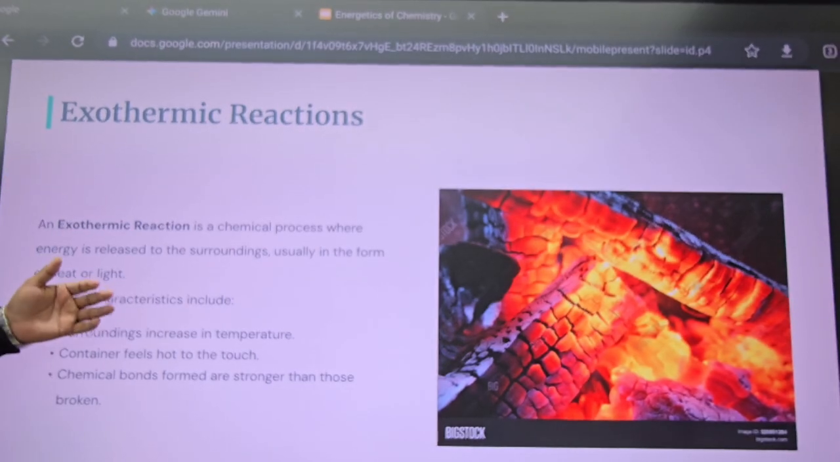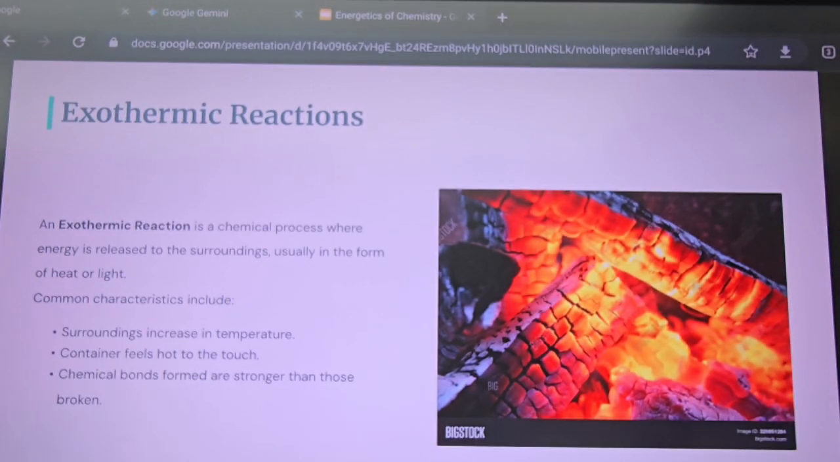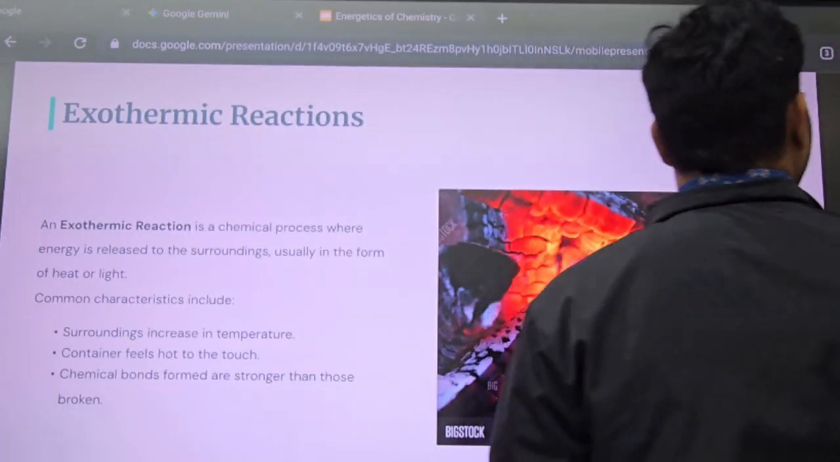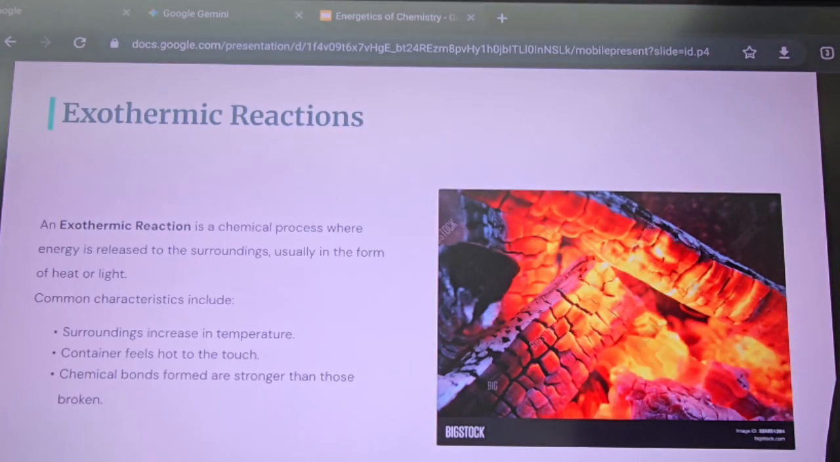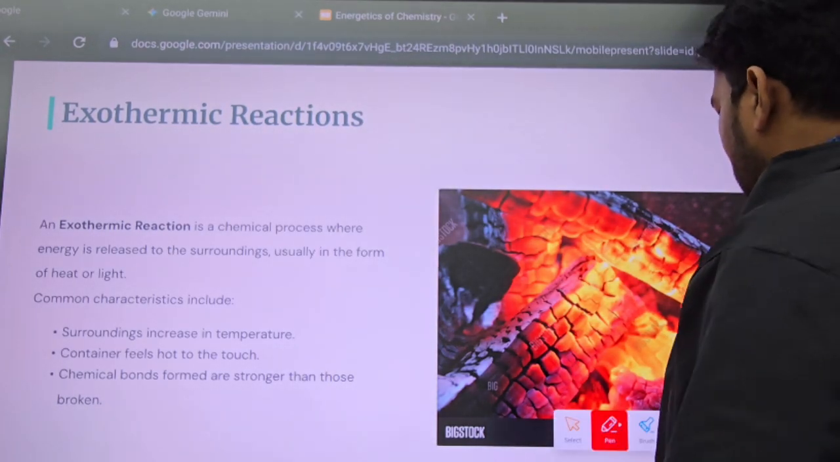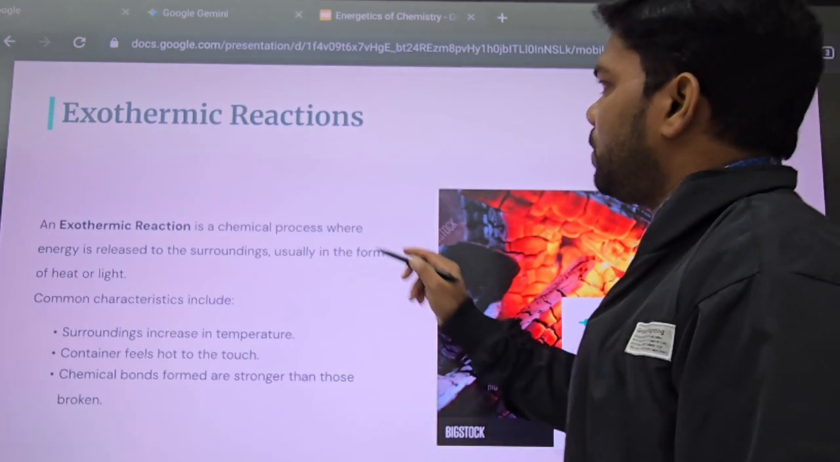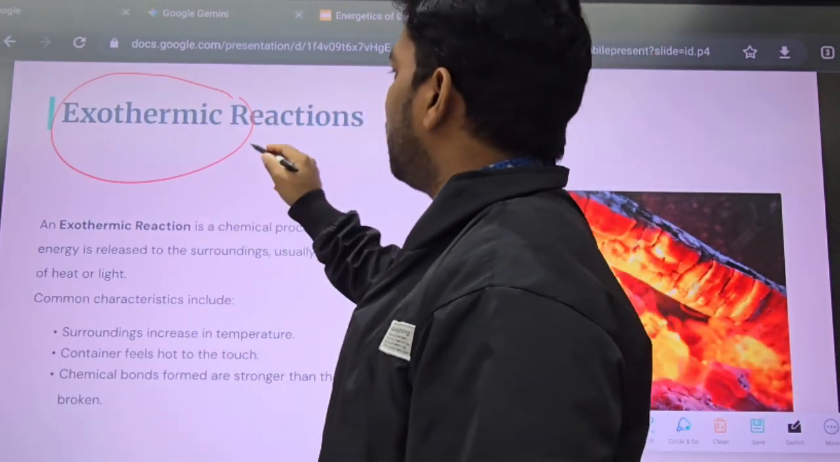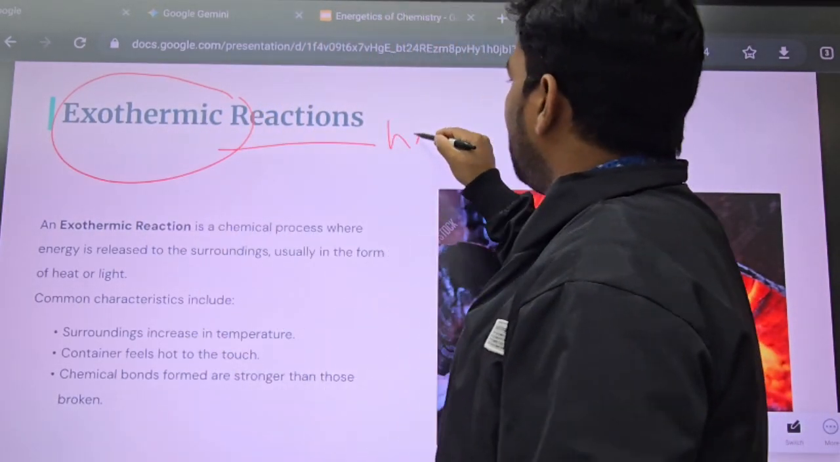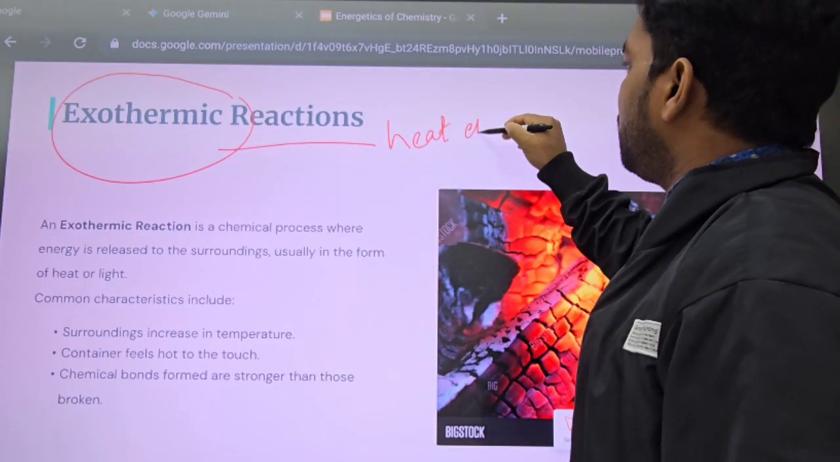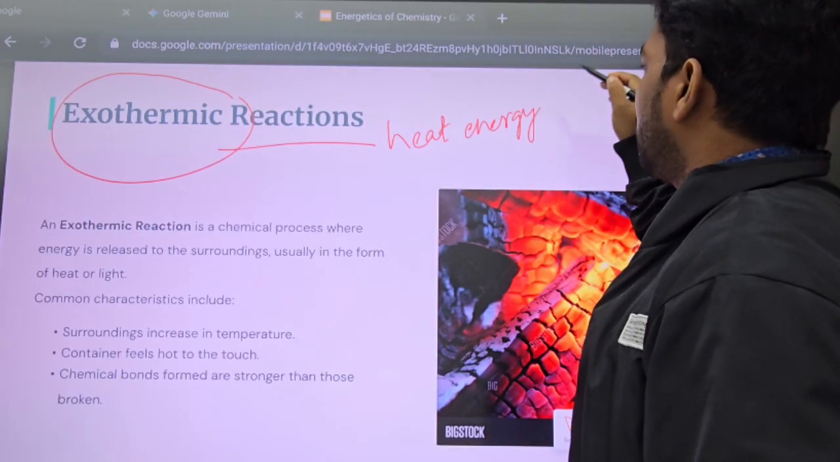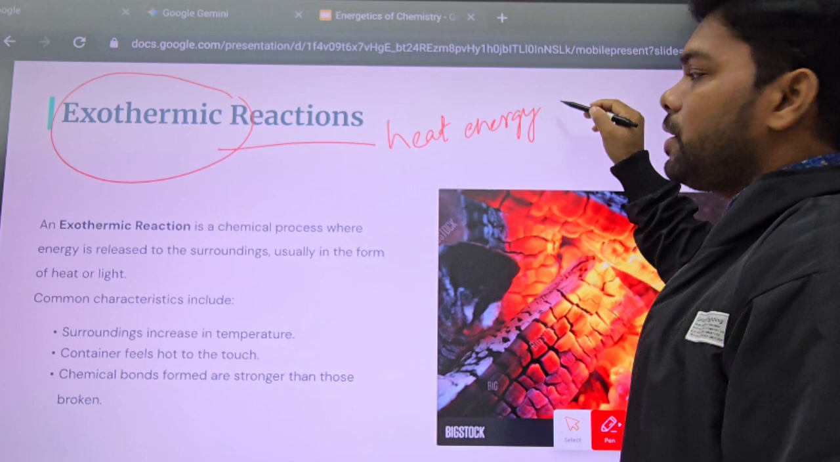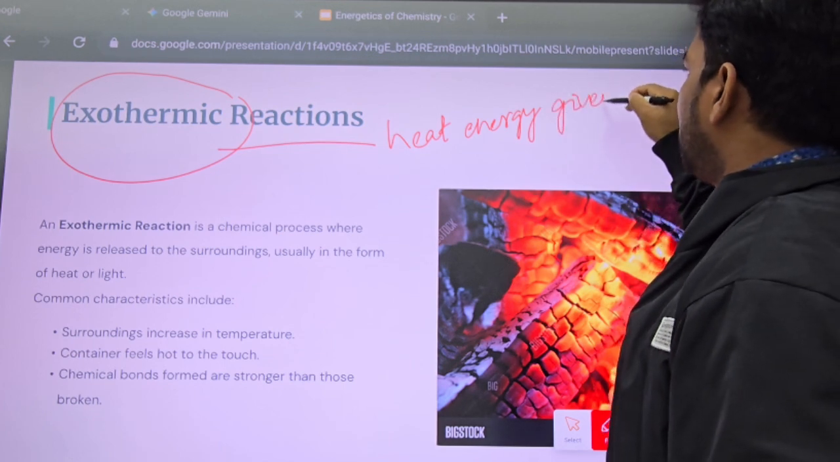This is about exothermic reaction. So what does exothermic reaction mean? Irene, what does exothermic reaction mean? Release of energy. Exothermic reaction: release of energy to the surroundings, or else we call it heat energy being released, given out, right? Yes. Given out.